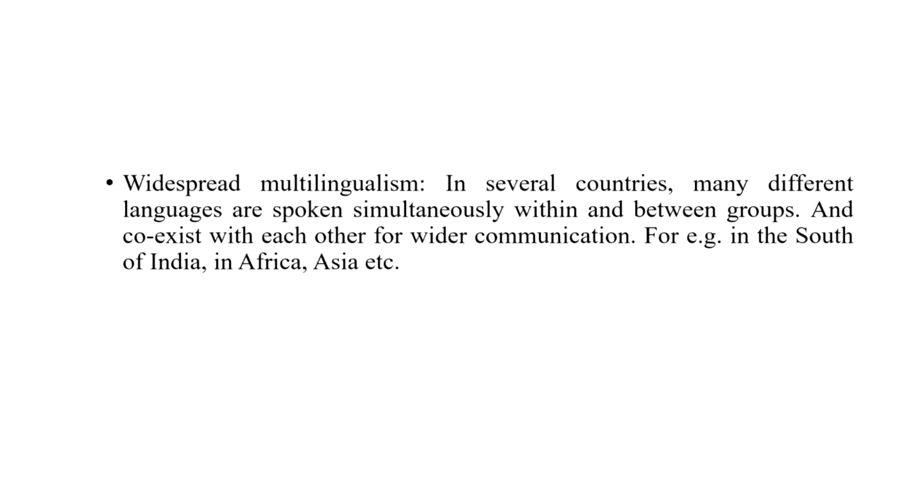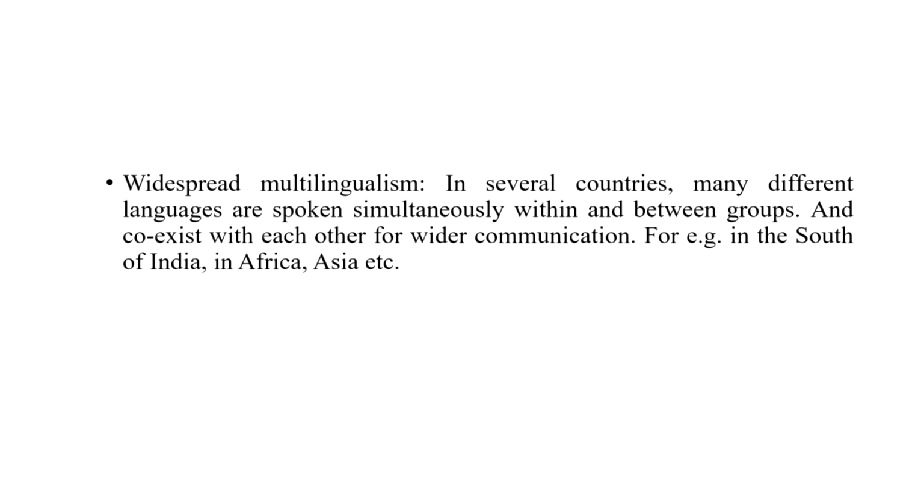Now, there are also instances where parts of the world have what is called widespread multilingualism. In several countries, many different languages are spoken simultaneously within and between groups. They coexist with each other and are used for wider communication between communities. Say, for example, Spanish and English in the United States of America, where speakers who have descended from Mexico and nearby regions speak Spanish and the Americans speak English.